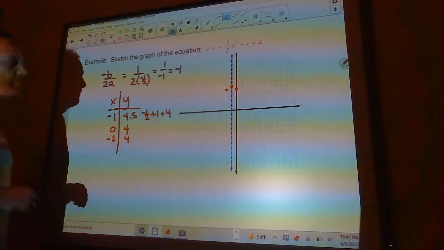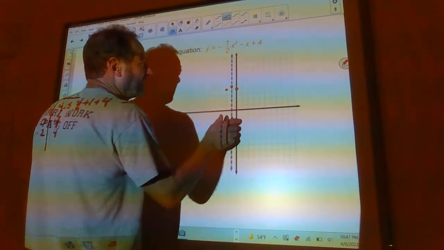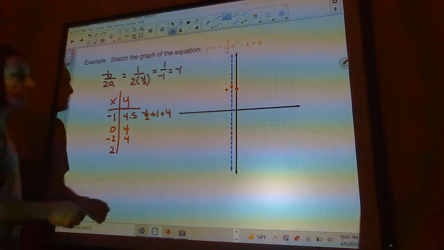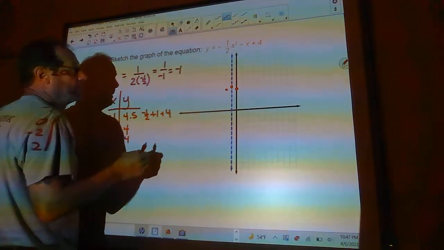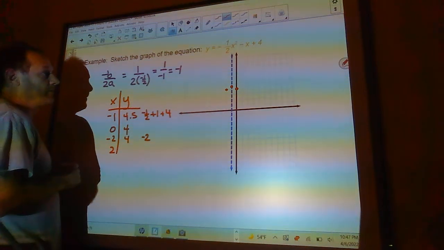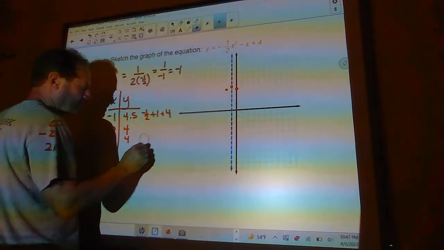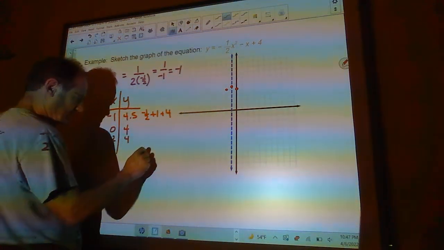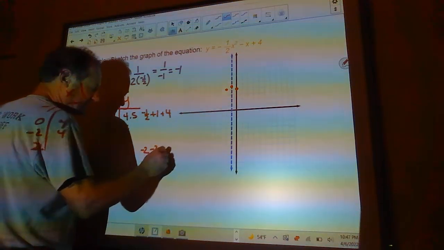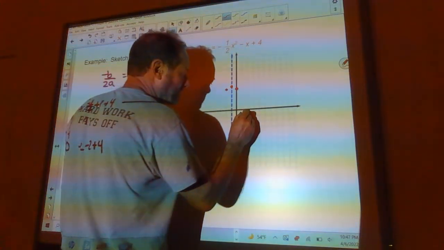Okay, now I'll pick another one. I'm going to go out here to 2 because I want to get out here a little bit wider. 2 is a nice number to use. So 2 squared would be 4, and negative 1/2, that would be negative 2. Okay, whoops, this should be down here. So negative 2 and then minus 2 plus 4. Hey, that's convenient. That's 0. That's an x-intercept right there.